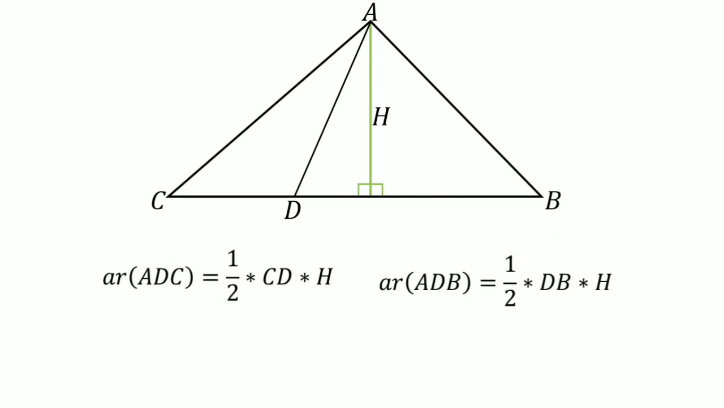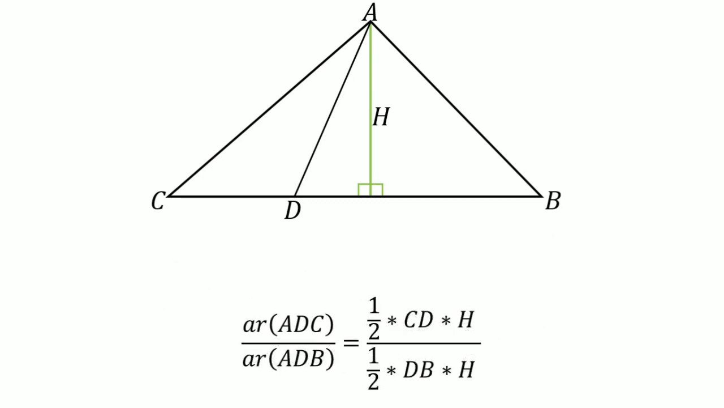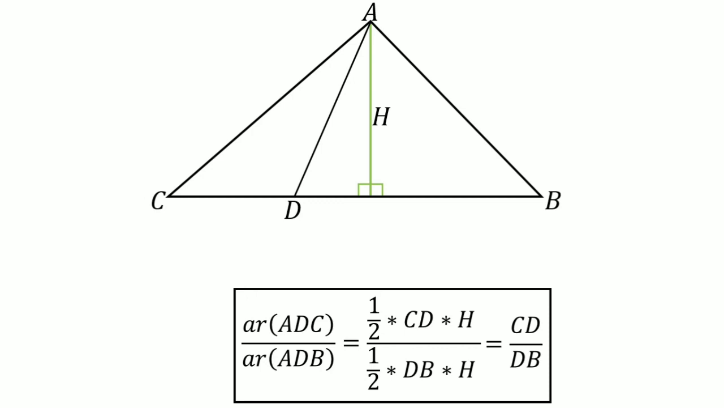Now we divide these both areas. So what we have is area of triangle ADC divided by area of triangle ADB is equal to all this stuff, so this is equal to CD divided by DB. So now using this pedagogy we can easily convert the ratio of areas into the form of ratio of their sub-bases.